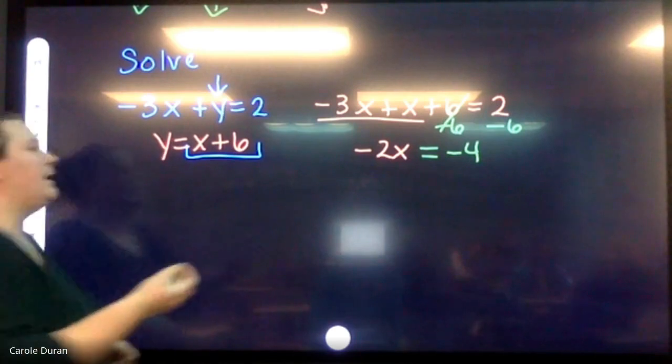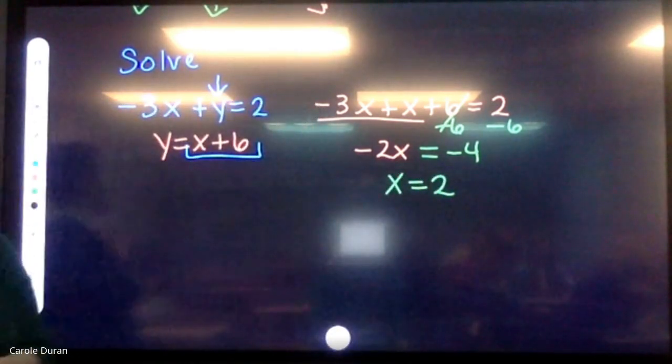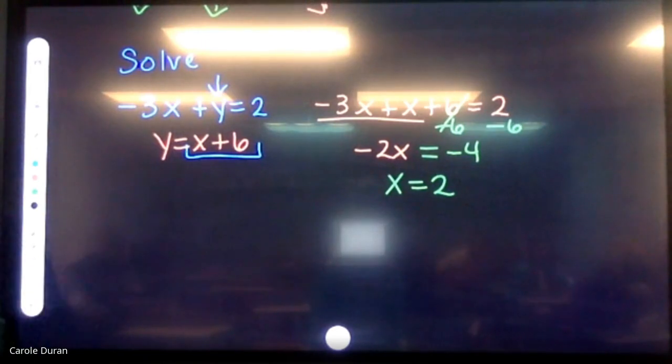Divide by negative 2. And when I do, I get x equals positive 2, because the negatives cancel, and then 4 divided by 2 is 2. Questions, concerns, or issues with that? Is that my final answer for the solution? What am I missing? Y.